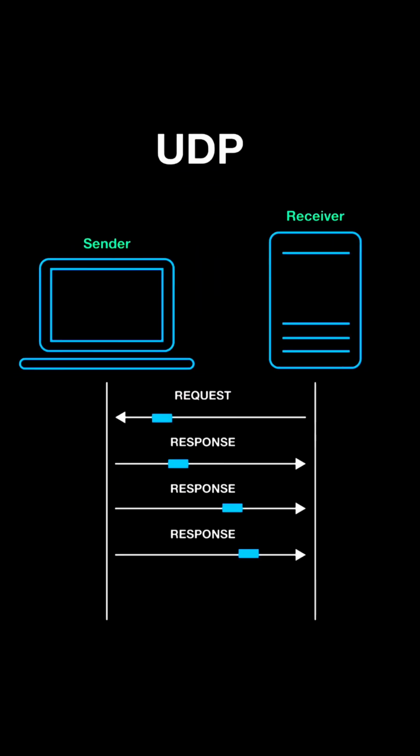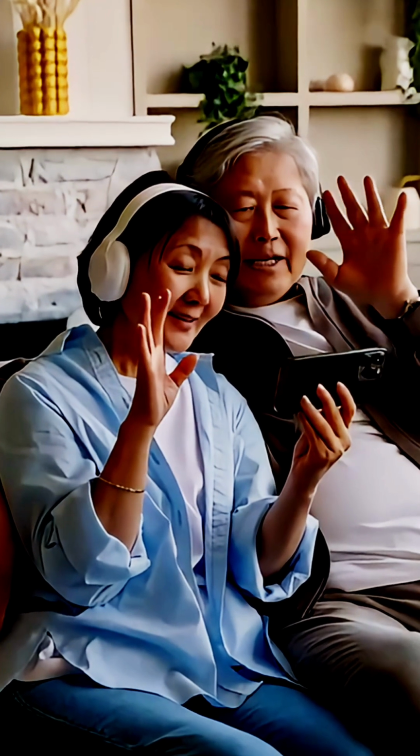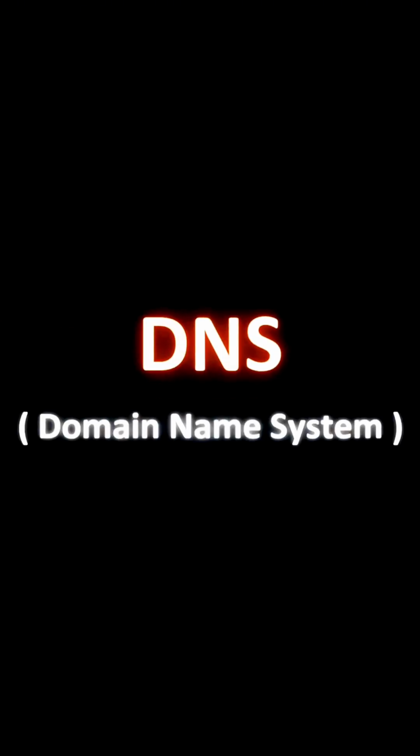UDP, User Datagram Protocol. It's like TCP without the seatbelt. It skips error checking to send data faster, which makes it great for video calls, games, and streams where speed matters more than perfection.